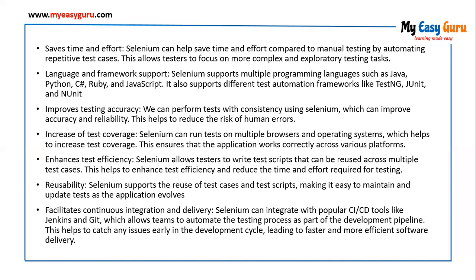So, we understood that Selenium allows us to run different tests on different browsers and operating systems. This improves test coverage. Then we can perform tests with consistency, which helps to improve accuracy and reliability. Also, Selenium supports multiple languages, for example Java, Python, C Sharp, Ruby, and JavaScript. Selenium can integrate with popular tools like CI and CD. This allows teams to automate the testing process as a part of the development pipeline. So if there is any issue in the development cycle, then we can resolve it. So this is how Selenium automation is very useful.